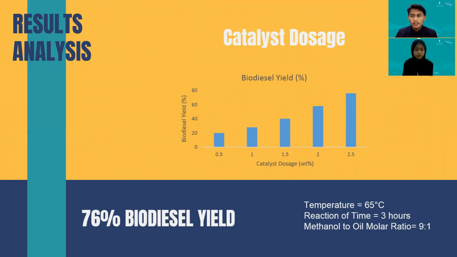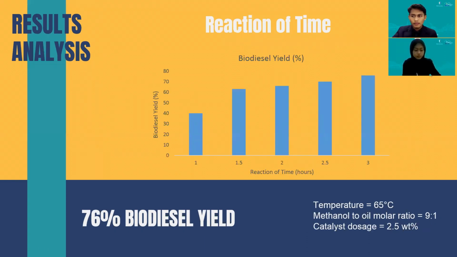The next parameter is the effect of catalyst dosage. After all, 2.5 weight percent of catalyst dosage will get the highest percentage of biodiesel yield among the other samples. And the last parameter is the effect of reaction time. It showed that if the reaction time increases, the percentage of biodiesel increases. So the highest percentage of biodiesel yield is at 3 hours.